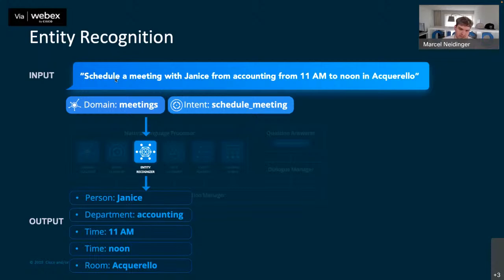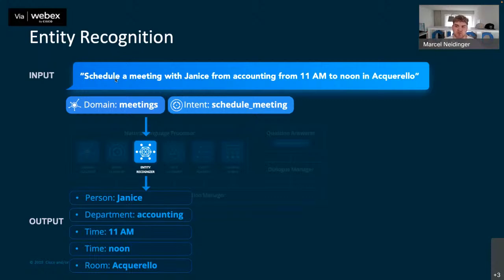With our entities recognized, we now have the information basically extracted out of that entire string, right? So we know that the user wants to do something within the domain of meetings. We know that the user wants to schedule a meeting. So the intent of the user is to schedule a meeting. And we do know who they want to schedule a meeting with, in this case, Janice, the accounting department, and we have the two timestamps as well as the room.